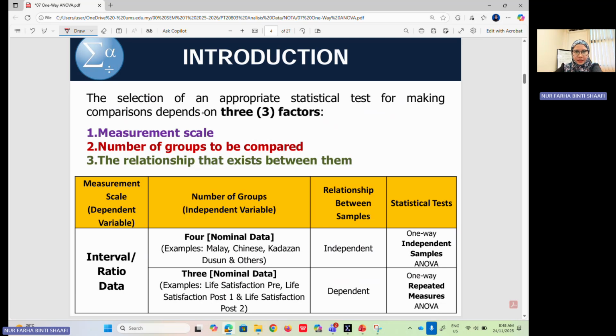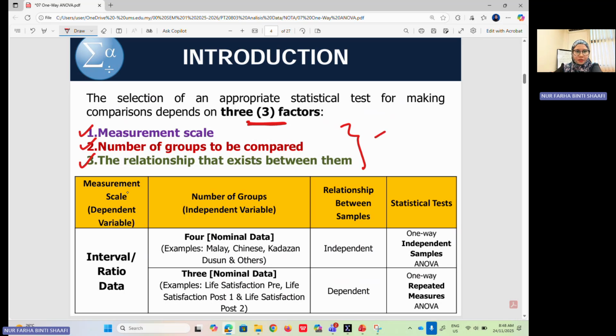There are 3 factors. The selection of appropriate statistical tests for making comparison depends on 3 factors. So the 3 factors here are the measurement scale, the number of groups to be compared, whether 2 or 3 or more, and the relationship that exists between them. This is all that you could see from the result afterwards.